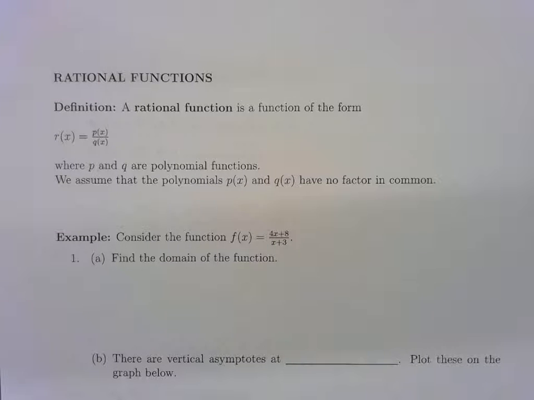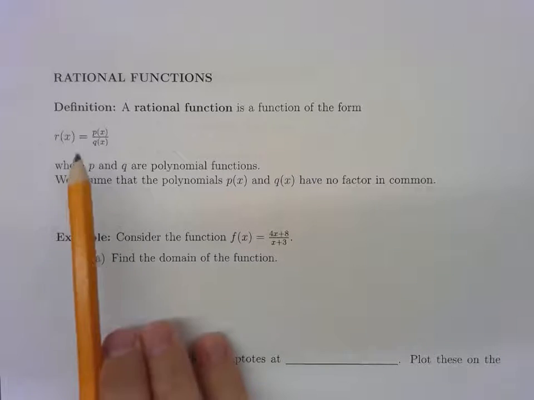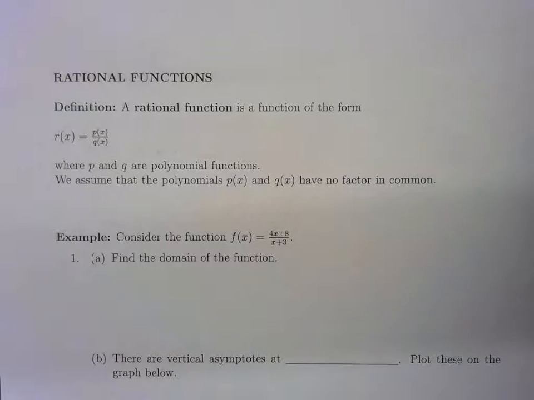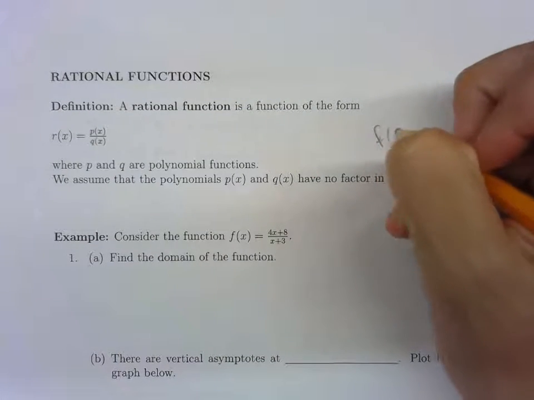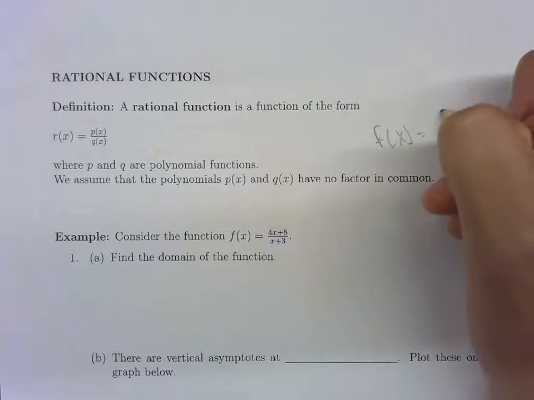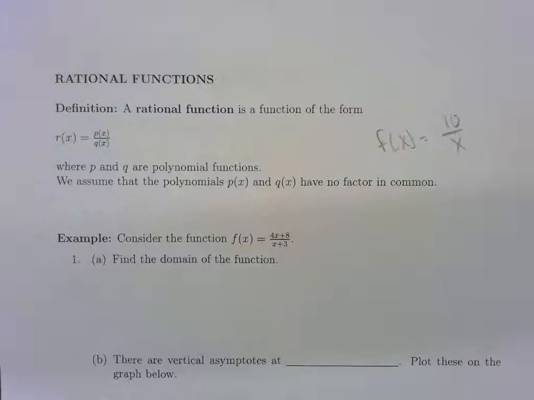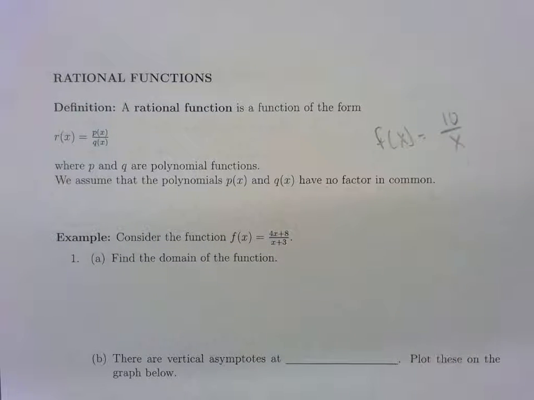horizontal asymptote as well. Okay, so definition: a rational function is a function of the form r of x equals p of x divided by q of x, where p and q are polynomial functions. We assume that the polynomials p of x and q of x have no factor in common. So to have a rational function, you need an x in your denominator. For example, f of x equals 10 over x. That's a rational function because you have an x in the denominator.